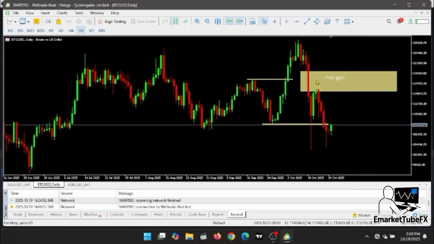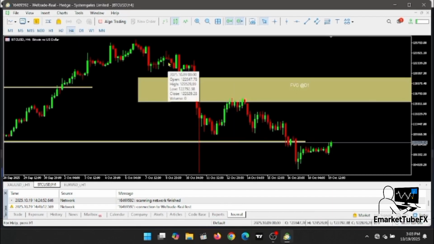So we are doing a top-down analysis. You've identified this opportunity from the daily time frame. So you've drawn this fair value gap, neatly identified. Now let's go to the 4-hour time frame, then see what is happening there.